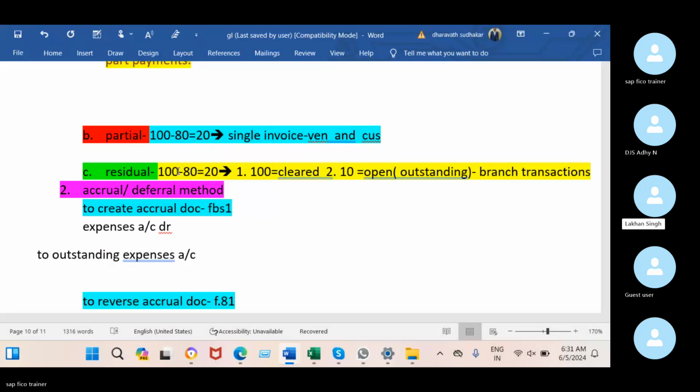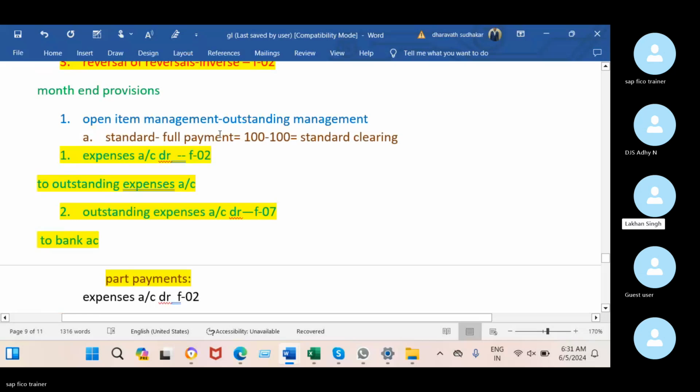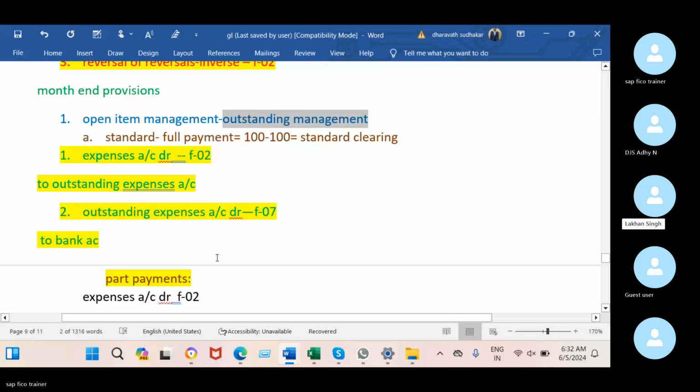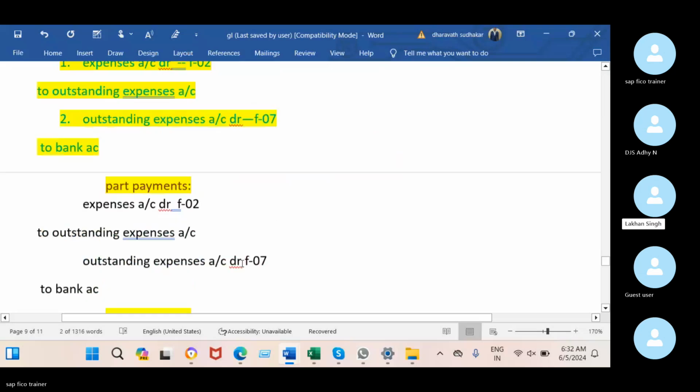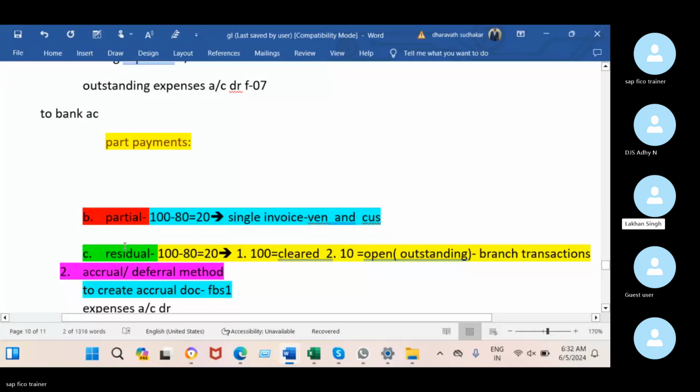What we said, these methods are used to make a clearing of outstanding. So that is the reason we are using the word outstanding management. How will you manage? By paying them. You can pay the full amount. If you make full payment, we call it standard clearing. For part payment, we have two methods: partial and residual.